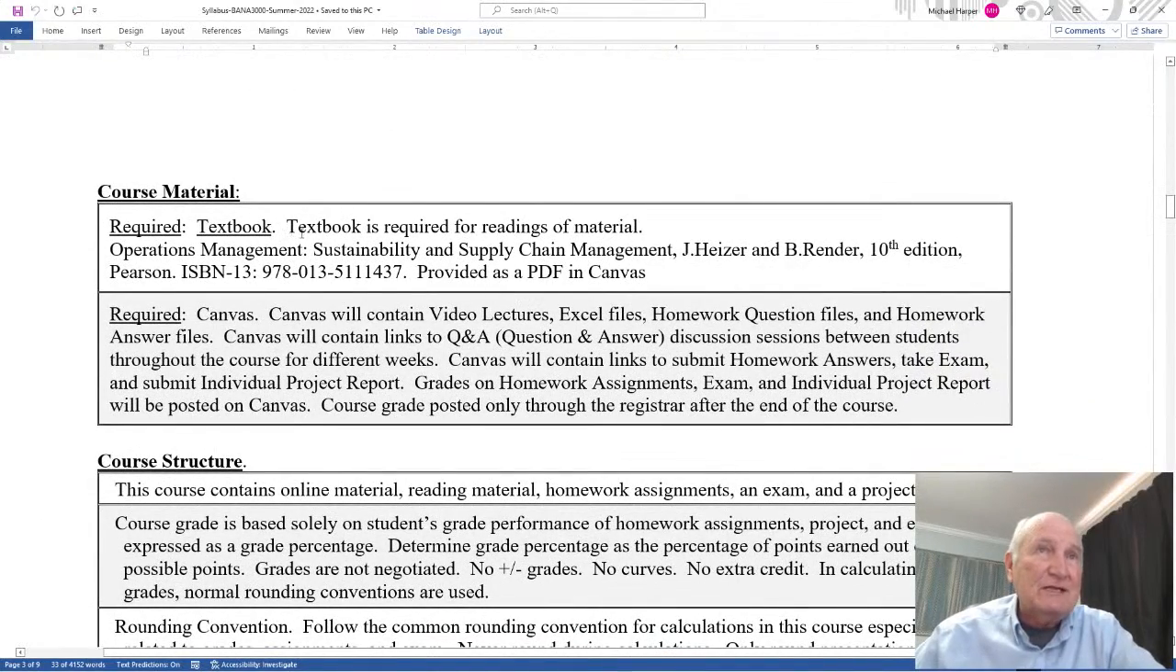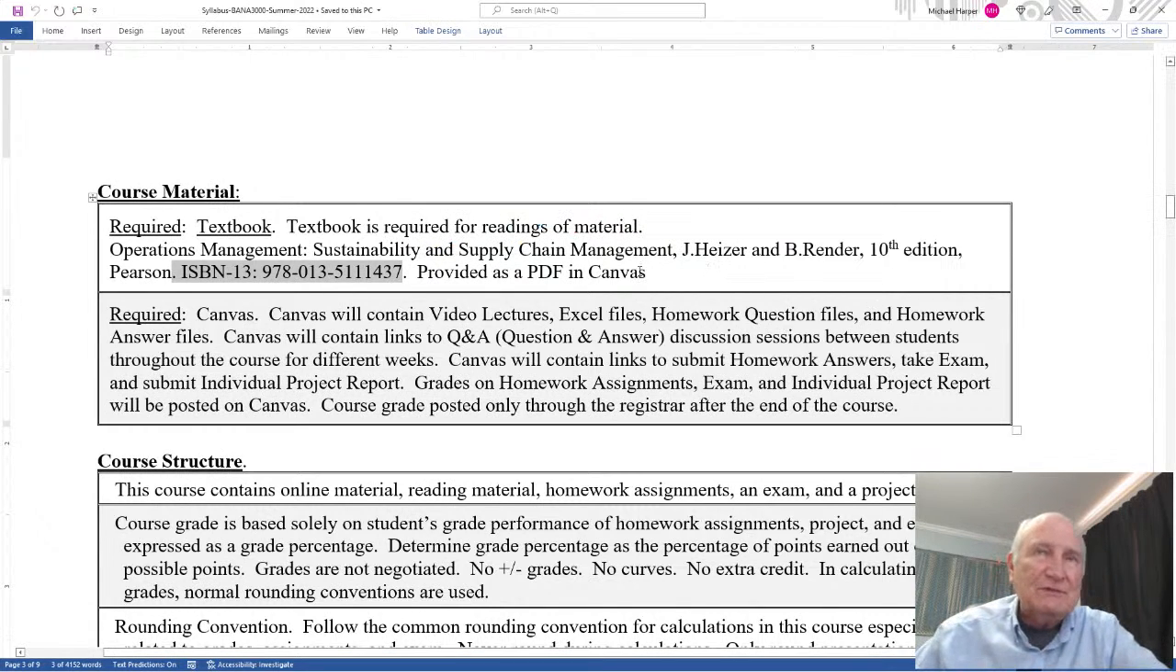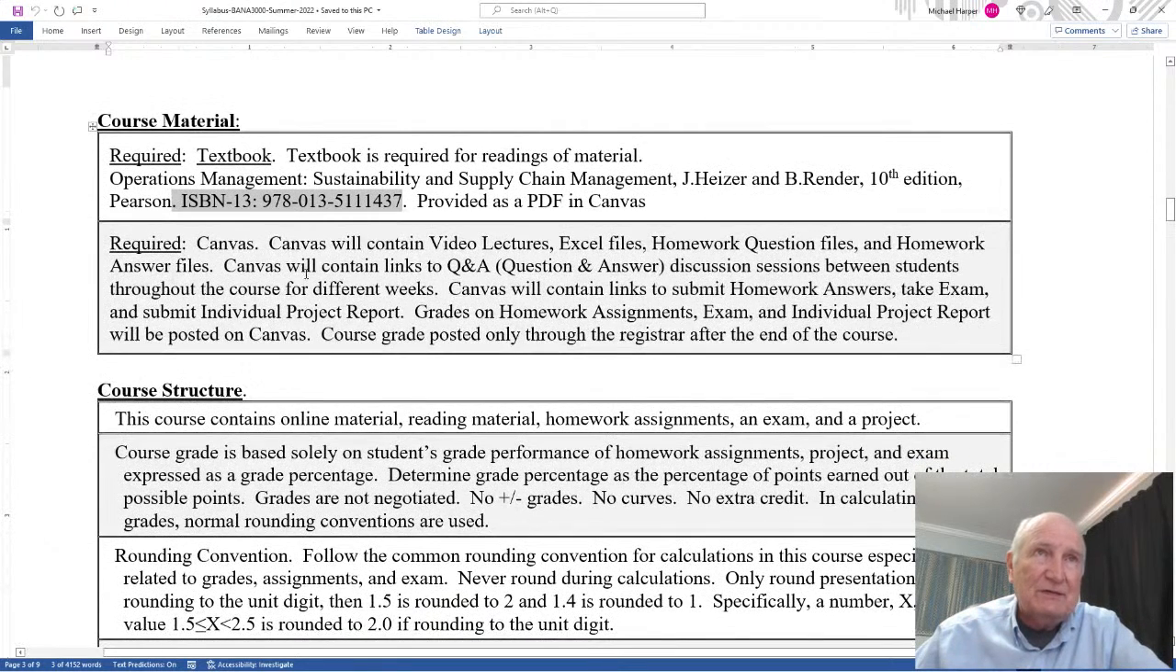Course material. There is a textbook. The textbook is required for readings in the material. Here's the ISBN. I want to have a link on my website if you want to buy it through Amazon. Otherwise, it's a downloadable PDF. That's why I picked it.